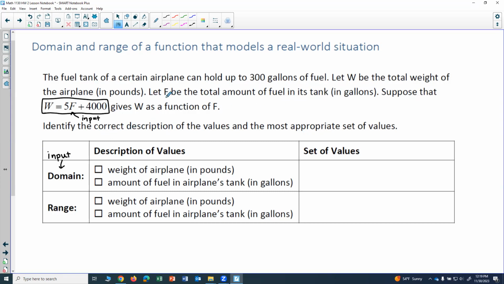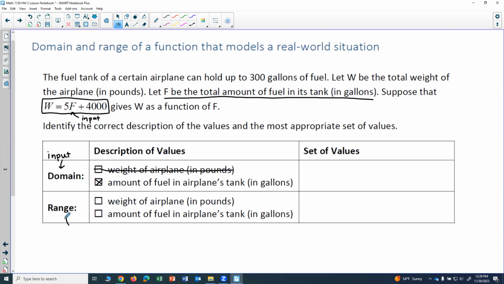They're telling us that F is the total amount of fuel in the tank in gallons. And so that's going to be the domain of my function, the amount of fuel in the airplane's tank in gallons. So I'll go ahead and cross out the weight here.